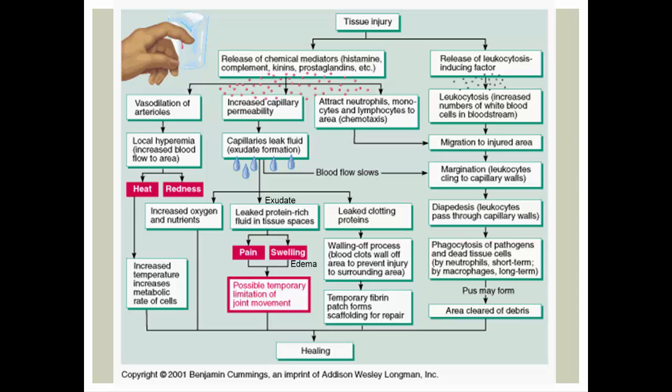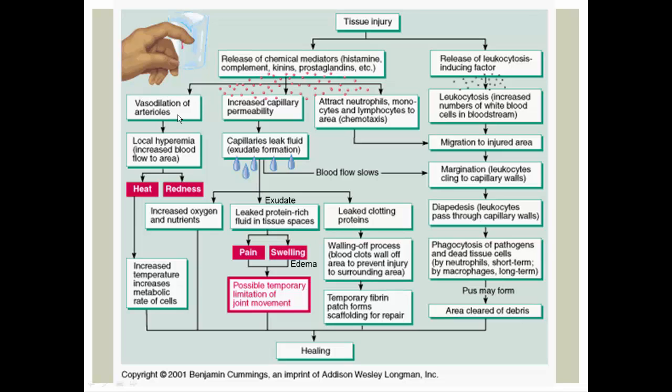So now if we put it all together, we have this slide, and this is a little complicated, but let's walk through each one of these. So let's start up here. We've got tissue injury. Again, just think of a cut on your finger and what's going to happen. In response to that tissue injury, chemicals are going to be released, such as histamine and complement and kinins and prostaglandins, all these things. They're going to cause one of these three things to happen depending on the chemical.